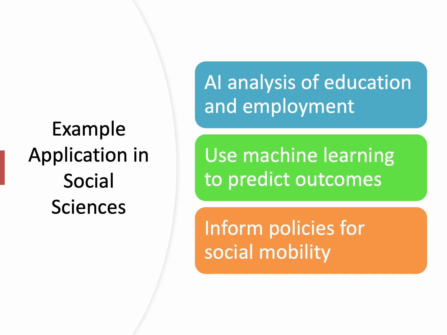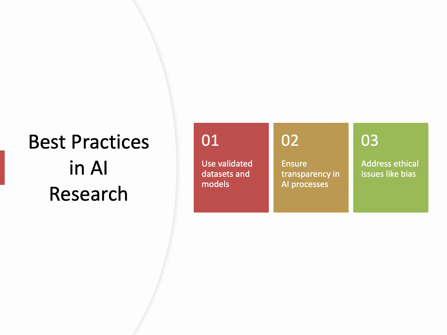This slide transitions to best practices in AI research, where we'll explore strategies for rigorous and ethical AI-driven studies. Following our example applications, let's discuss best practices in AI research for healthcare management and social sciences. Using validated datasets and models ensures reliability. For example, a healthcare study might use standardized patient records, while a social science study could use verified census data. Validated models, like those tested for accuracy, ensure robust predictions.